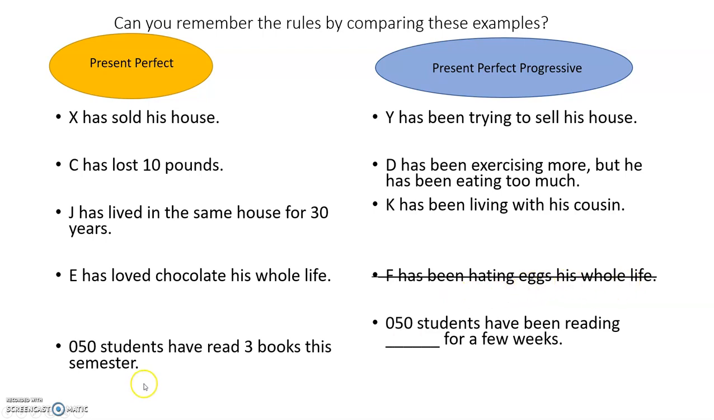And then finally, this is the rule about quantity. 50 students have read 3 books this semester. Counting, how many? 1, 2, 3. Use present perfect. 50 students have been reading, then put the title of the book for a few weeks. This one's talking about the length of time or how long. So present perfect progressive is very common there.